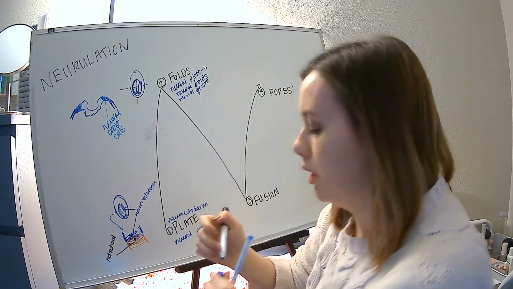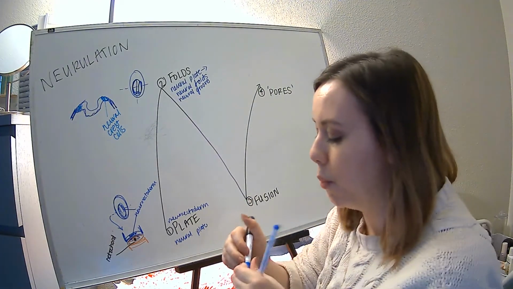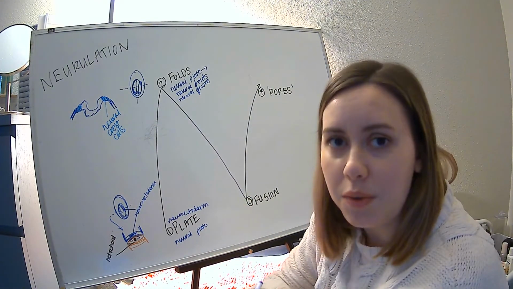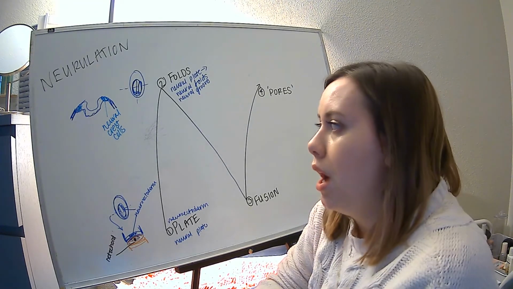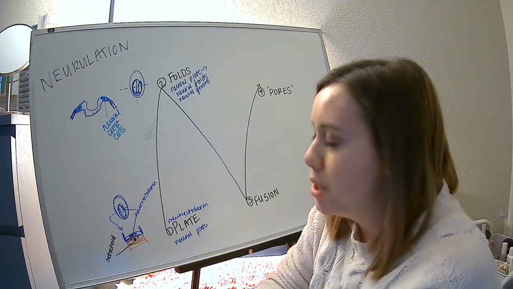So really important cell type. I like to call them the wandering cell. They're going to go to lots of different places and contribute to many different structures in the developing embryo, with a lot of work in the head and neck region in particular.